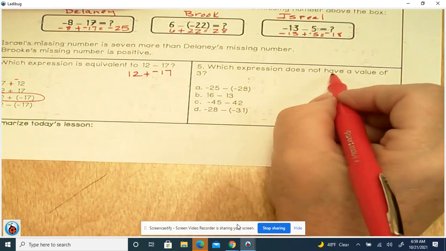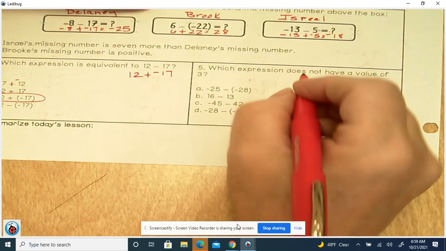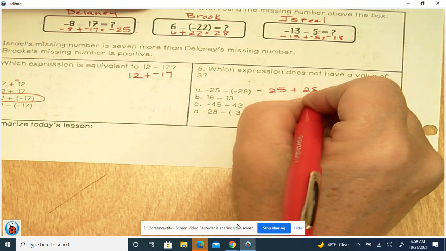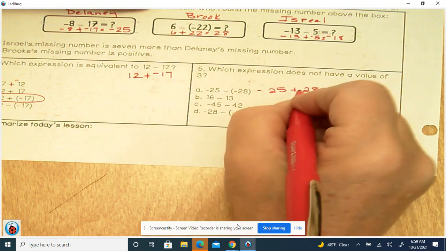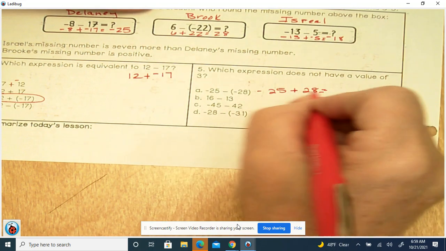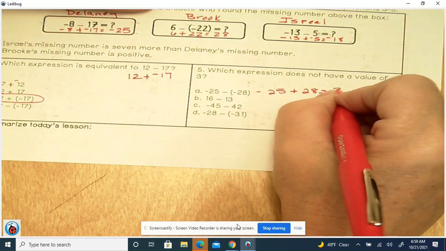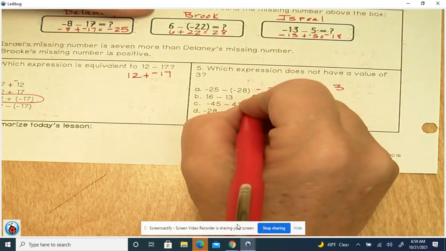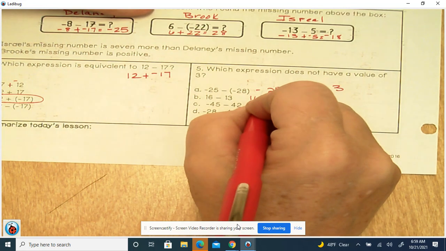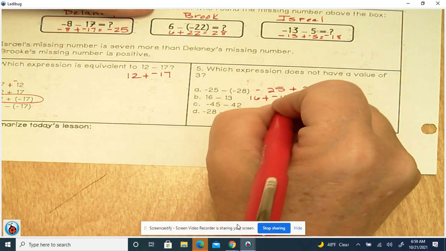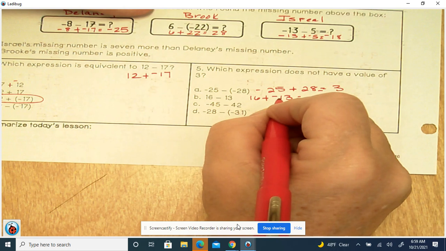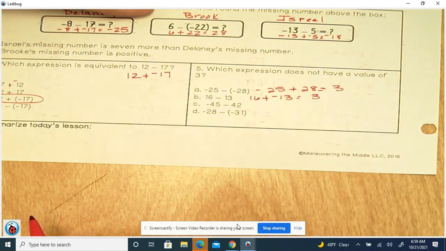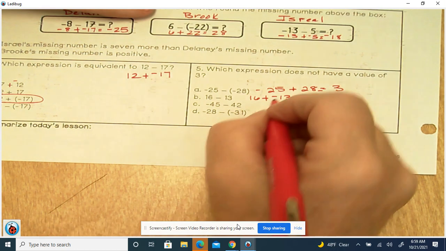Which expression does not have a value of 3? Negative 25 plus 28. Change the minus to a plus, change the sign of next. Different sign, subtract. 28 minus 25 is 3. 28 has the largest absolute value. 16, change the minus to a plus, change the sign of next. Different sign, subtract. 16 minus 13 is 3. 16 has the largest absolute value, so it stays positive.